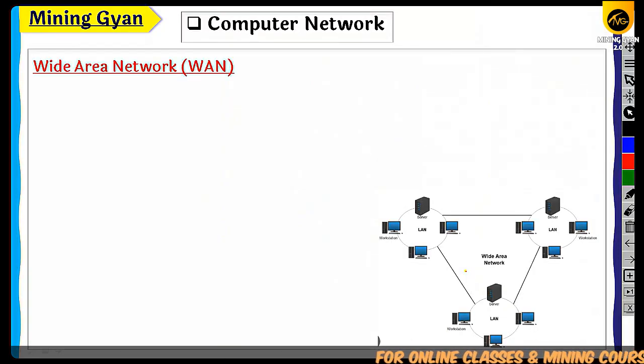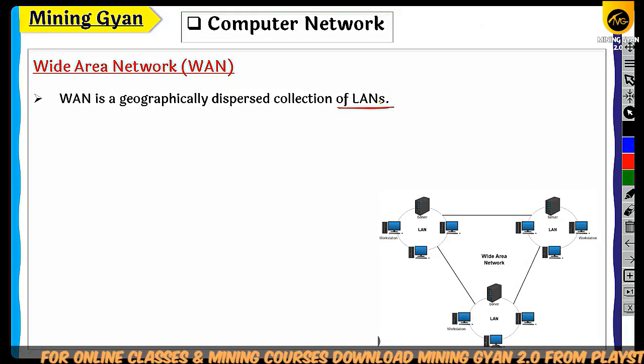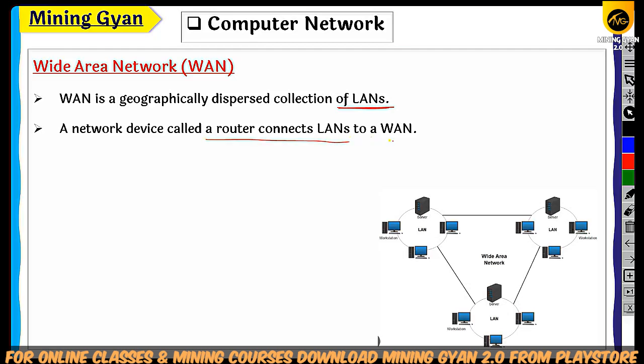Now the next one is the wide area network. WAN is a geographically dispersed collection of LANs. बहुत सारे LANs और जो हमारे MAN नेटवर्क है वो मिलाकर के वाइड एरिया नेटवर्क बनता है. A network device called a router connects a LAN to a WAN.